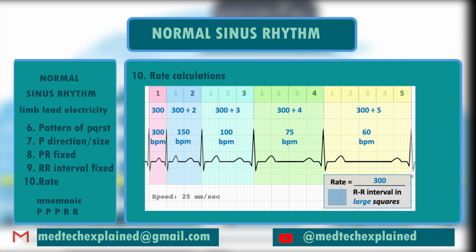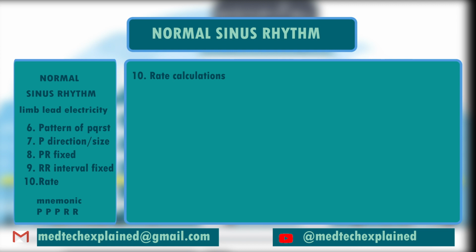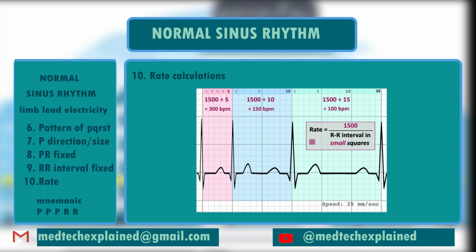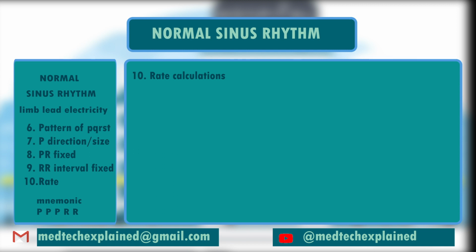Great! Some doctors mention another method for rate calculation using small squares, where we divide 1500 by the number of small squares between the R waves. But you know what? Forget about that method. Why do people have to complicate things? If the rate is regular, just divide 300 by the large squares. Never mind this small square nonsense.